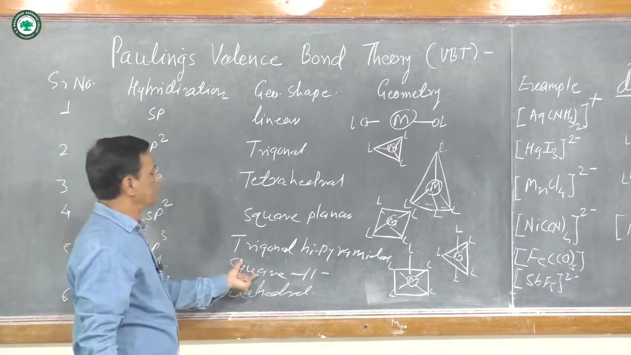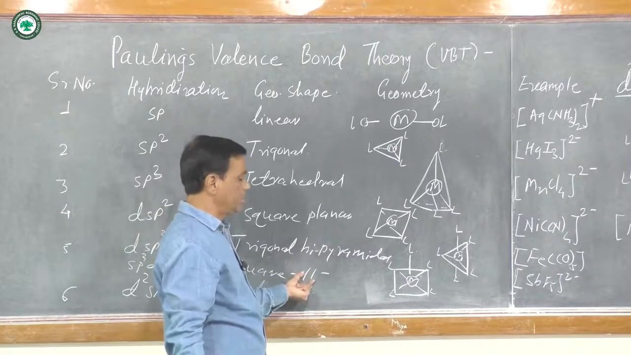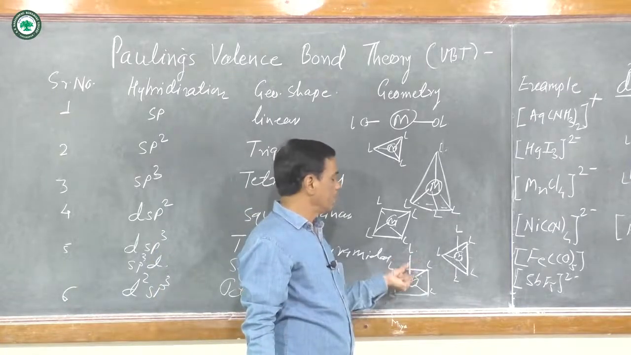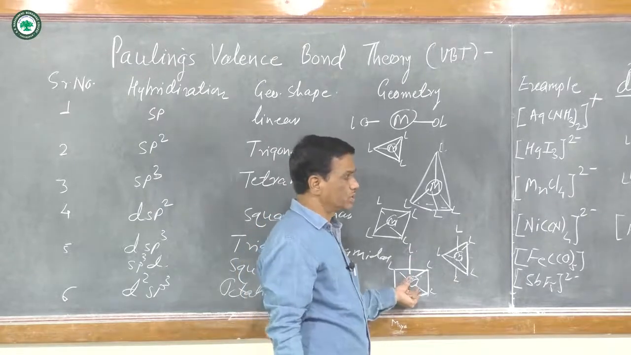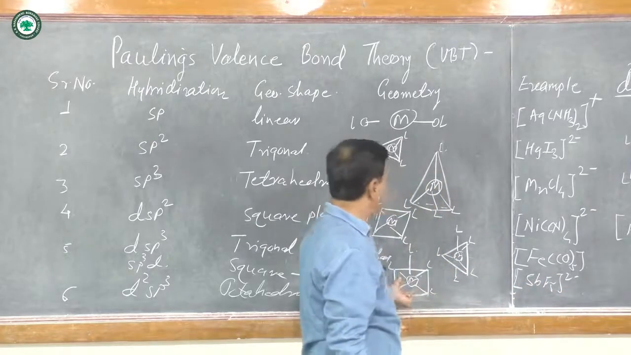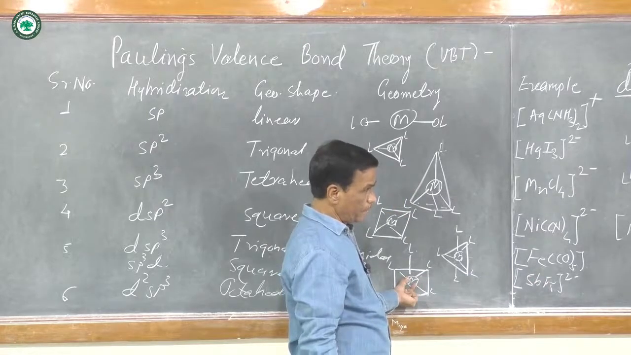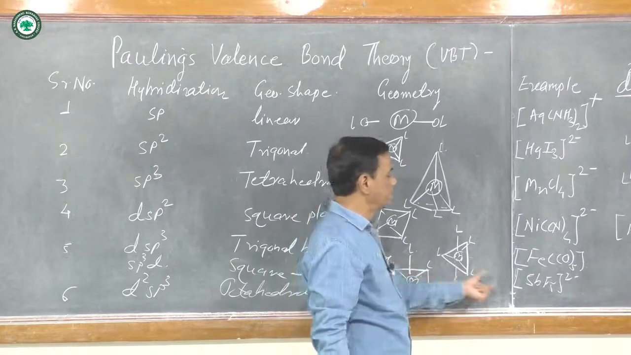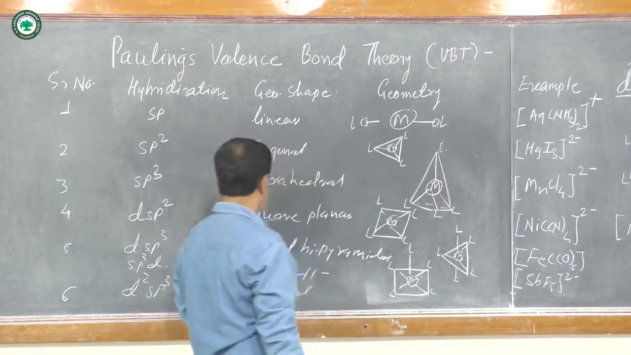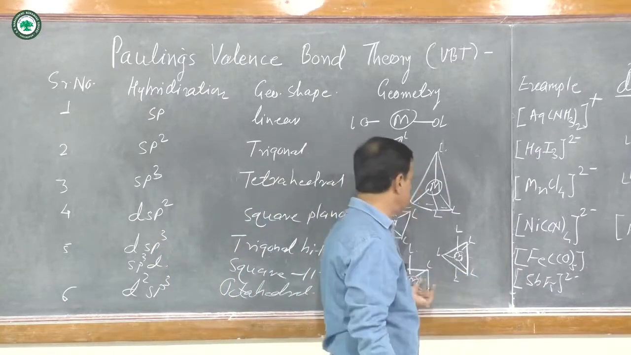Then next one is sp3d. It is a square pyramidal hybridization. It is not bipyramidal, but it is square pyramidal. Here is a square and one ligand is above the plane and the metal is at the center position. Here SbF5 2- is an example for this square pyramidal structure. Here Sb is at the center position. Then 4 fluoride ligands are at the corners of a square and one is above the plane. Therefore it is known as a square pyramidal shape.